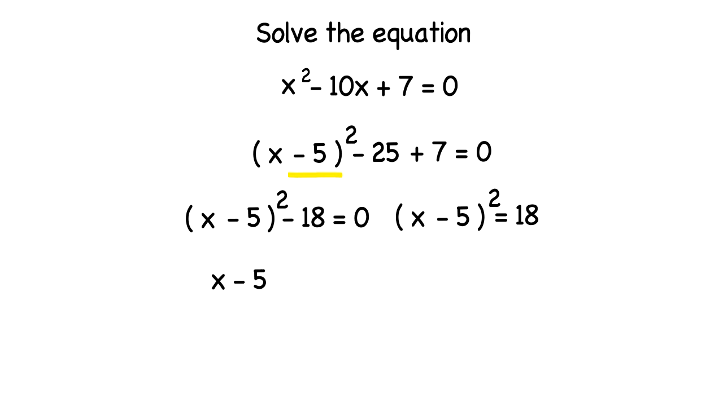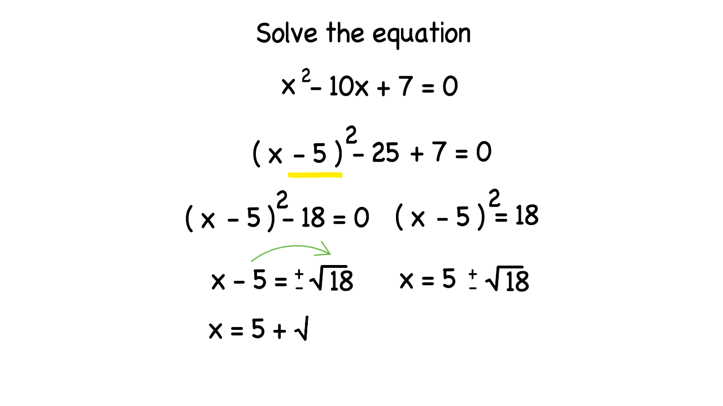Next, we need to square root each side. So on the left-hand side, I've got an x minus 5, and on the right-hand side, I've got a plus or a minus the root of 18. We want the x to be on its own, so I'm going to move the 5 over to make it a positive. And now either x equals a 5 plus the square root of 18, or x equals a 5 minus the square root of 18.